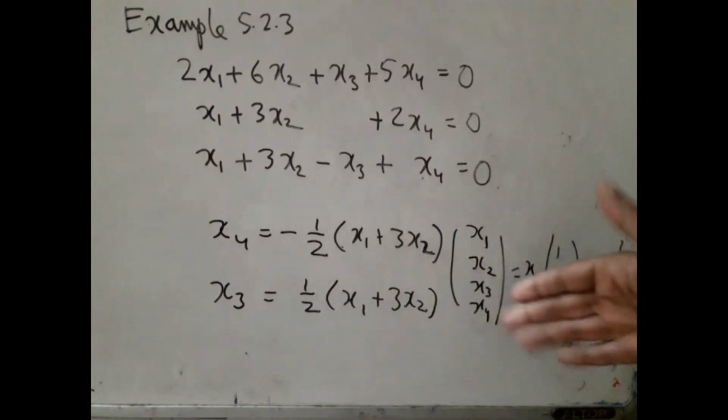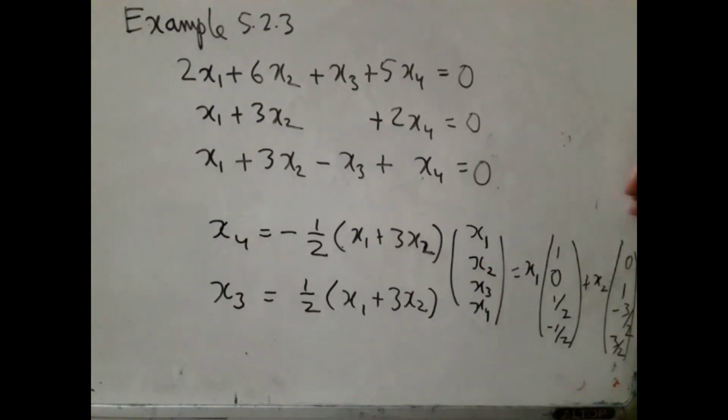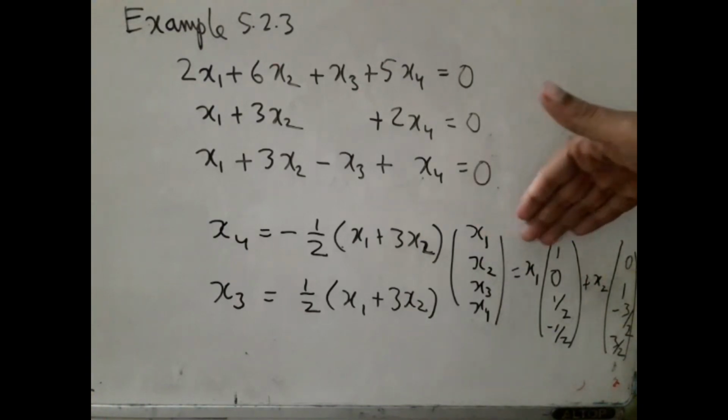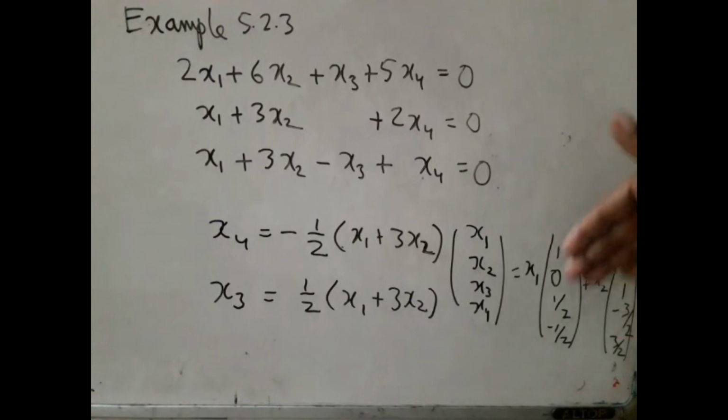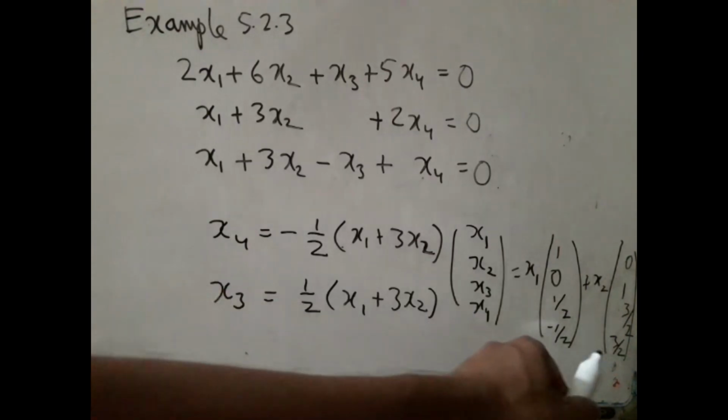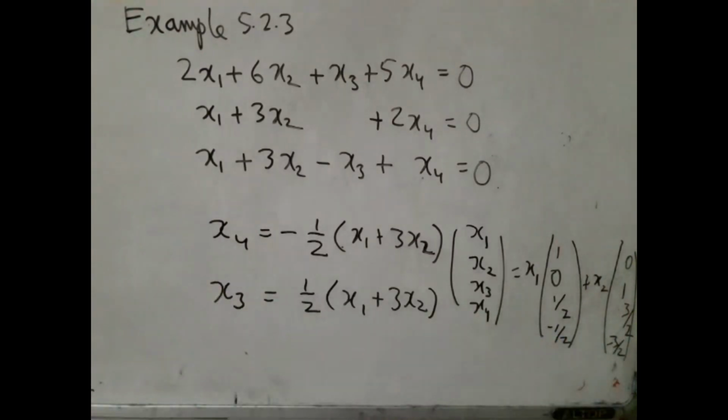x1, x2, x3, x4 is completely written in terms of x1 and x2, and x1 and x2 are perfectly arbitrary. So I have x1 is just x1, so no contribution of x2 there. x2 is just x2, no contribution of x1 there. But x3 is made up of x1 and x2, so I have got x3 is half x1 and 3 by 2 x2. Similarly, x4 is minus half x1 and minus 3 by 2 x2.